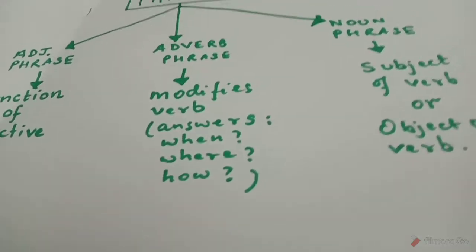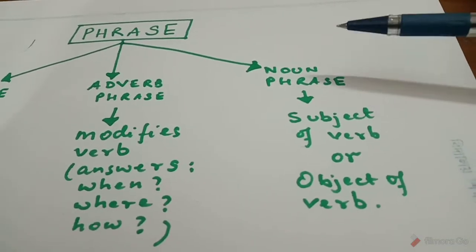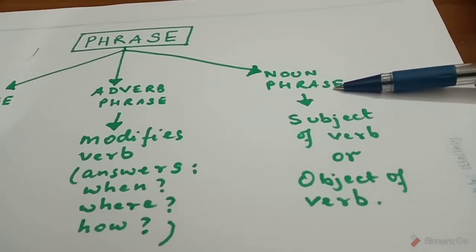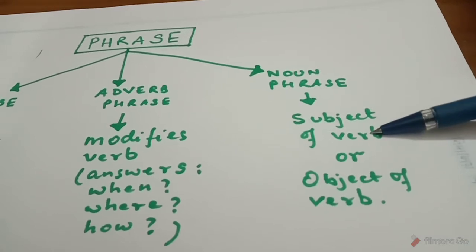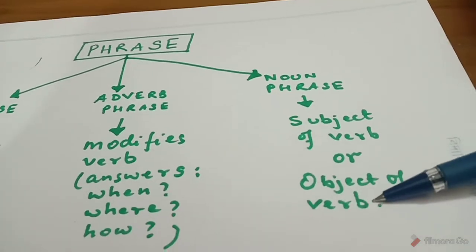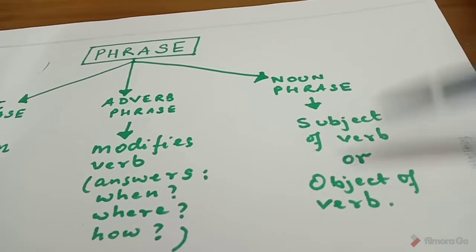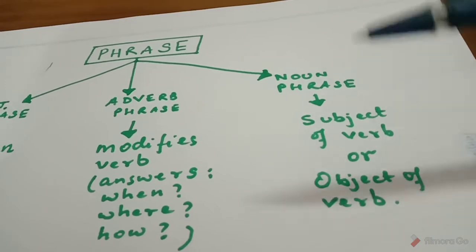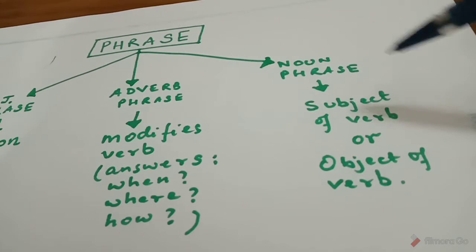Now let's move on to the third phrase, and that is a noun phrase. So what is a noun phrase? Now this noun phrase generally does 2 functions. It can either be the subject of a verb or it can be an object of a verb. So a noun phrase will have 2 functions: either it will be a subject of a verb or an object of a verb. Now this we have to understand more by solving examples.